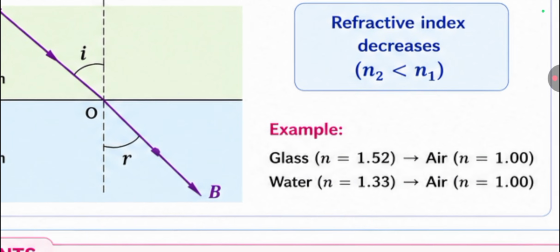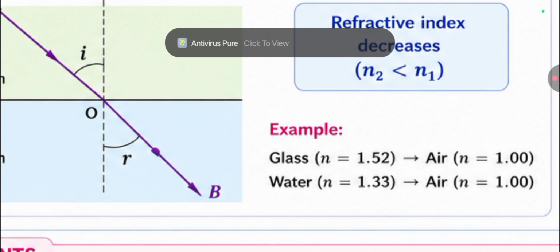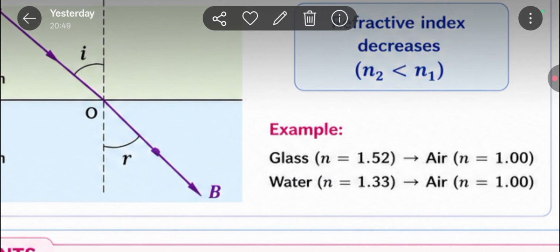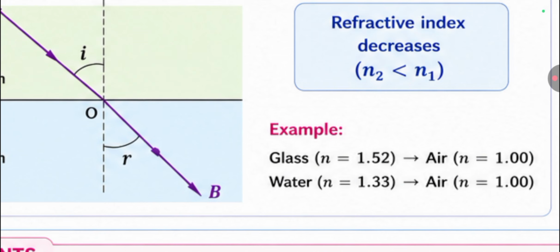Examples: glass refractive index is 1.52, air refractive index is 1. So here, when the light ray enters air from glass, its refractive index decreases and the speed of light increases. So the refractive index is inversely proportional to the speed of light. Next example, water: water's refractive index is 1.33, air's refractive index is 1. Here the refractive index of water is greater than the refractive index of air.